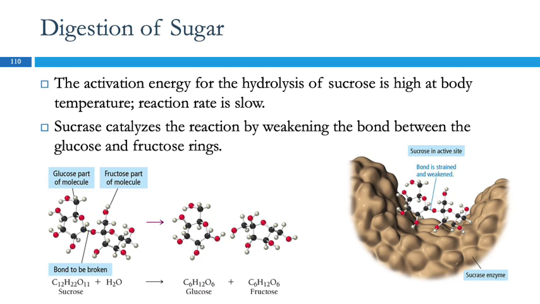And the reaction rate for hydrolyzing sucrose at body temperature is slow. It's not going to happen very fast at all. But when the sucrose is in the active site of the sucrase enzyme, it causes a strain on this bond and weakens it. So as the sucrose comes into this active site, it has to kind of get tweaked. It gets stretched a little bit, and it weakens that one bond that's going to be broken. That lowers the activation energy, and so the sucrose can be hydrolyzed more quickly. That make sense?